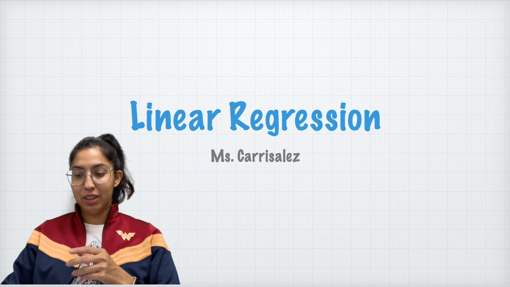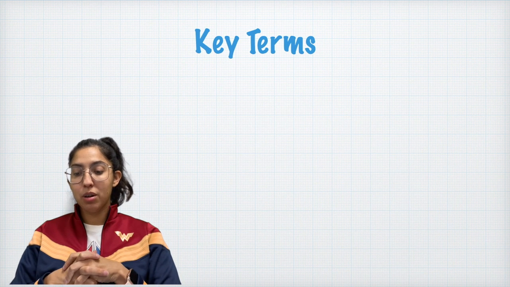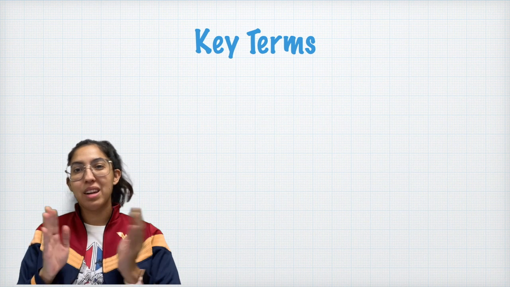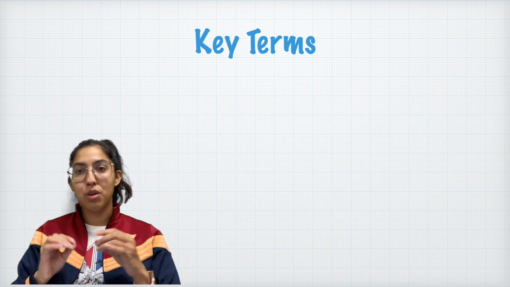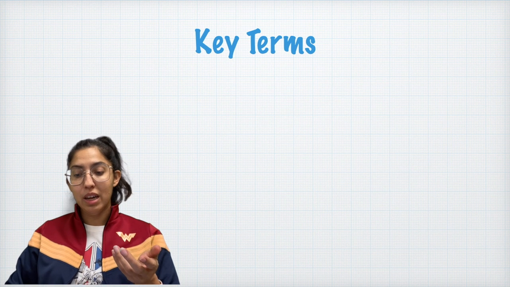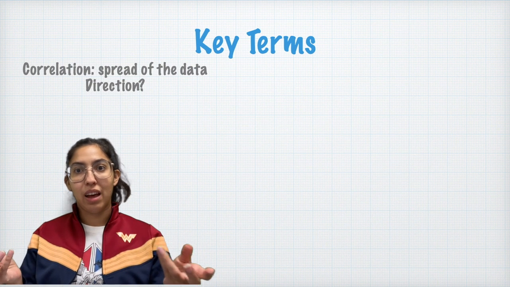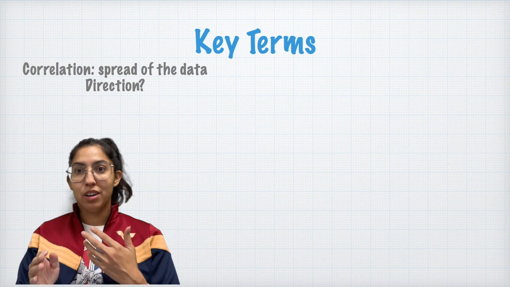So linear regression. We have our key terms, and this is somewhat of an 8th grade thing, which is why we're kind of zooming through the beginning and then really focusing on the algebra part. So our key term is correlation. This is the spread of data, so the direction our data is going in.